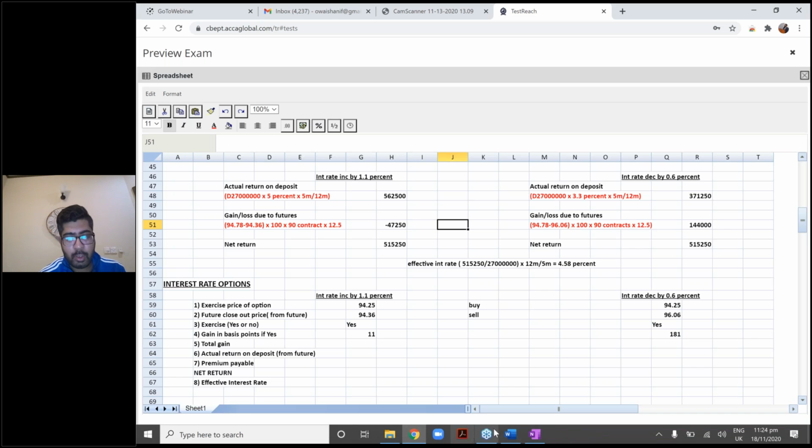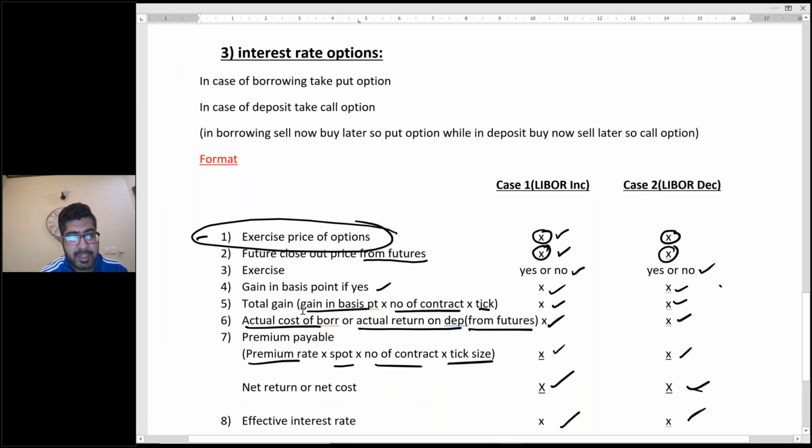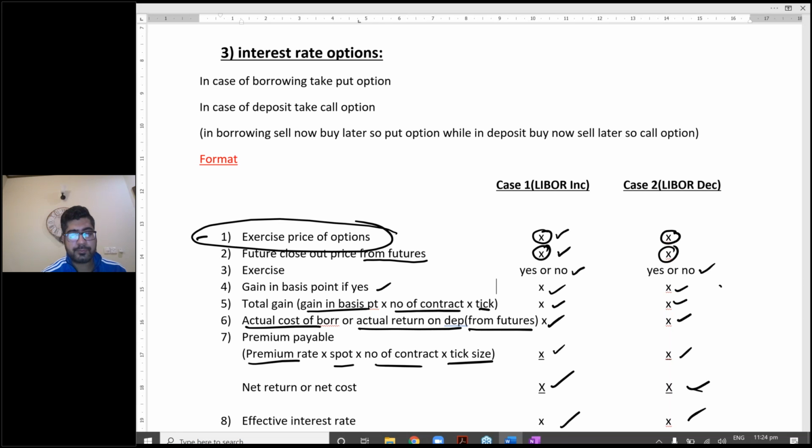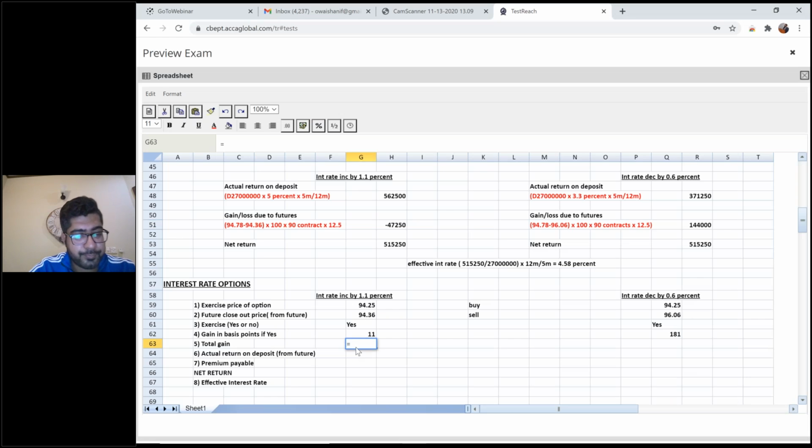Total gain. Now, what is the formula of total gain? Gain in basis points into number of contracts into tick. So gain in basis points 11 into number of contracts 90 into tick 12.5. Open the detail. And here, gain in basis points 181 into number of contracts 90 into tick 12.5. Right?